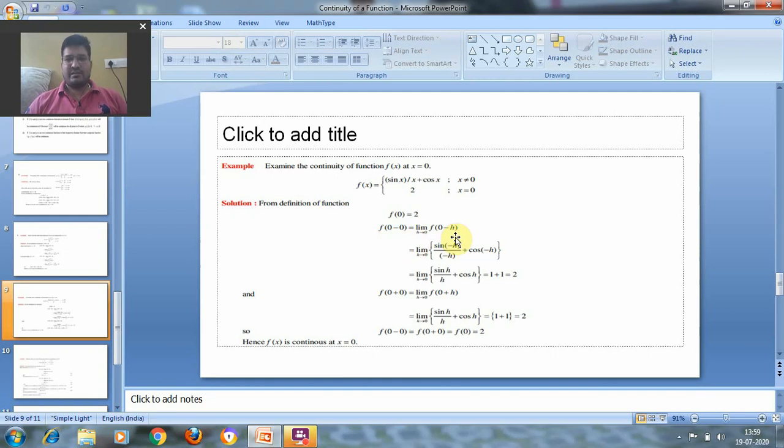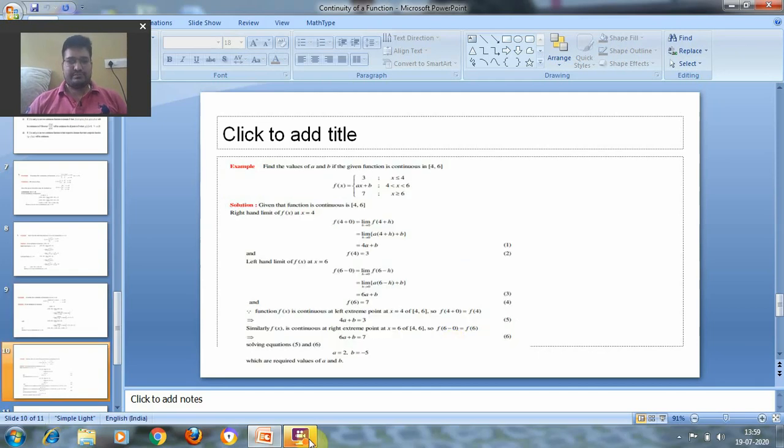Left hand limit, h tending to 0, f of 0 minus h. We will take this function, solve, and we will obtain 2. Right hand limit, h tending to 0, f of 0 plus h. We obtain 2. Since the left hand limit is equal to the right hand limit, and the value of the function at that point is equal, these three expressions are equal, therefore the function is continuous at x equal to 0.